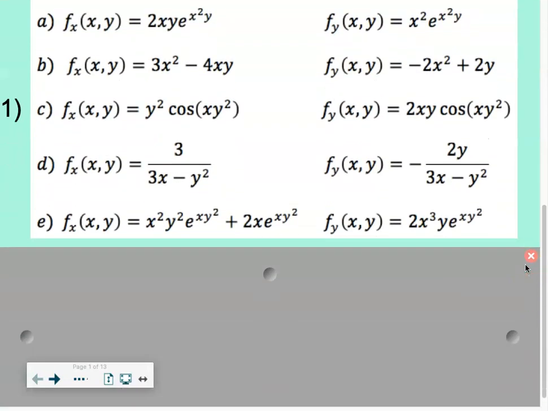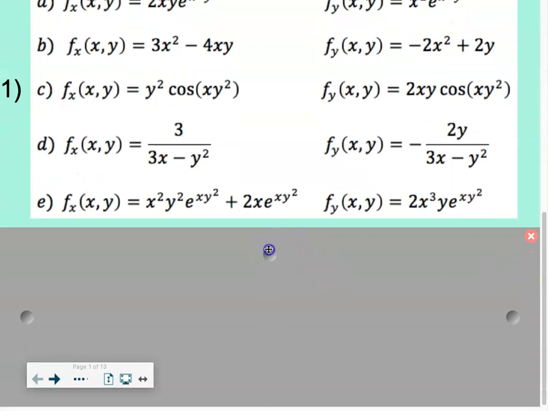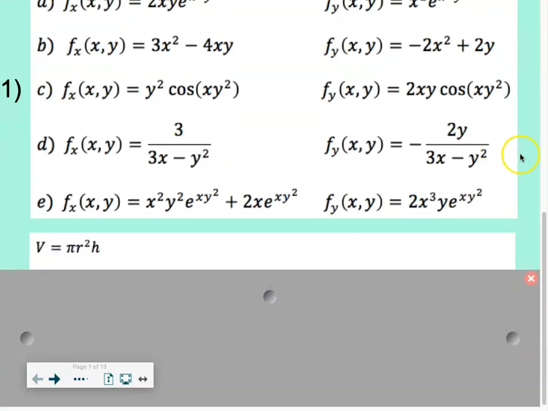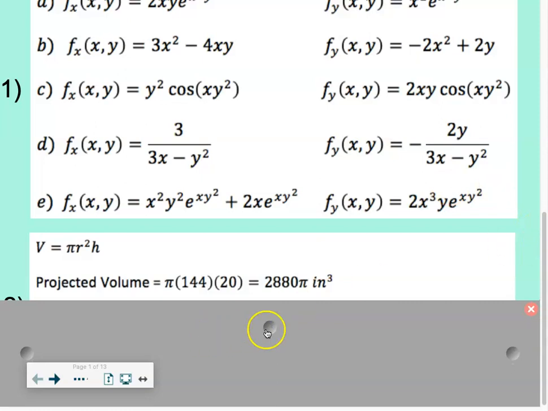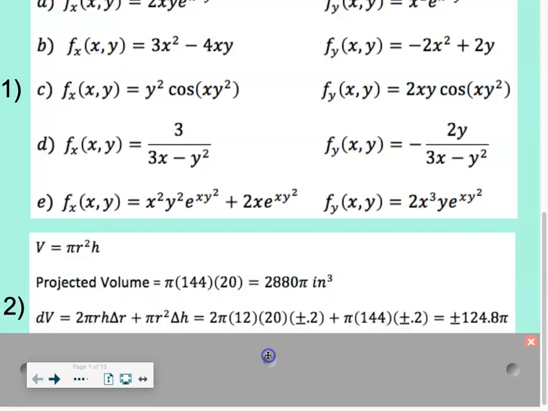All right, so volume of a cylinder is pi r squared h. We write our differential. First, I always find the projected volume first, so there's the projected volume. That's what we want, 2880 pi. So our differential is 2 pi r h delta r plus pi r squared delta h. Plug in a bunch of numbers. You get 124.8 pi for your total differential for your volume.